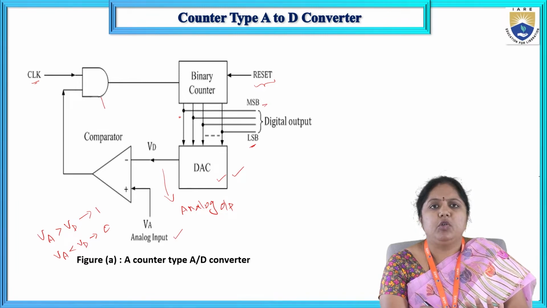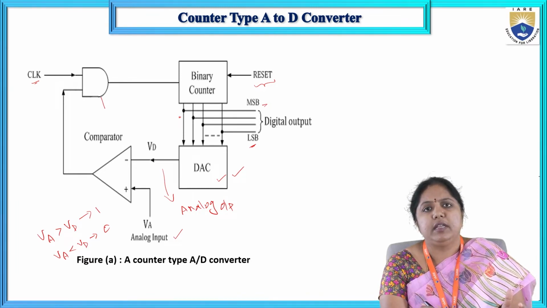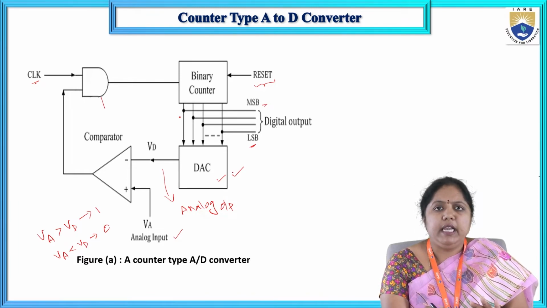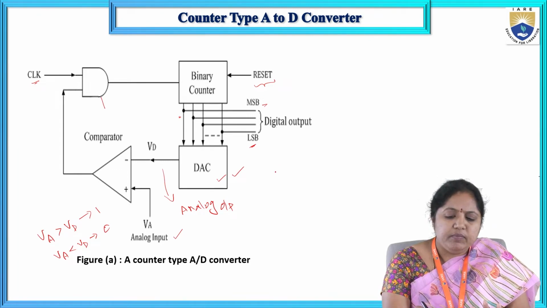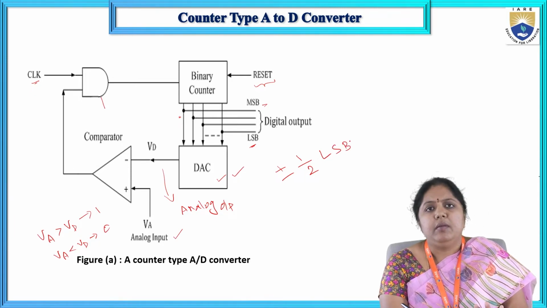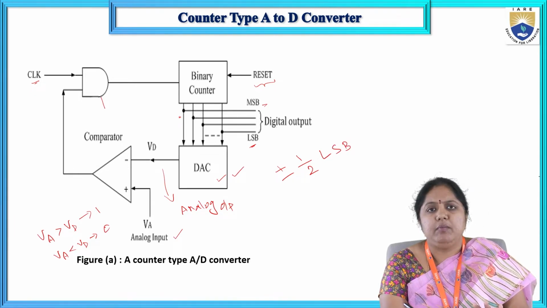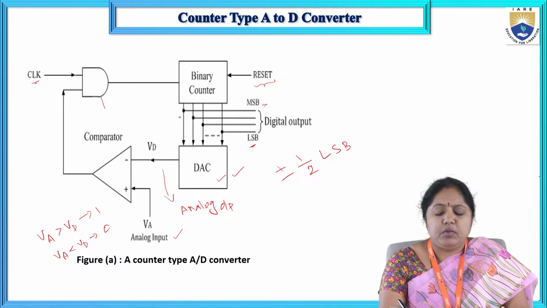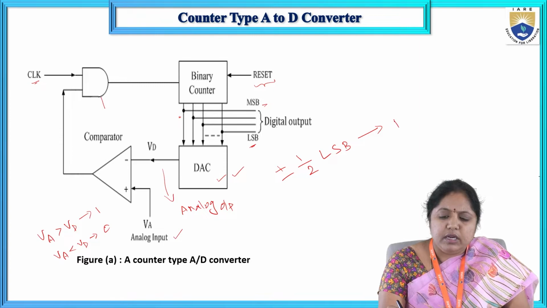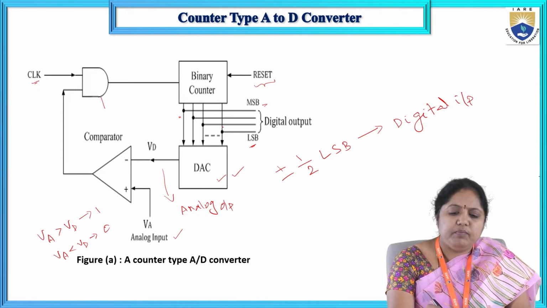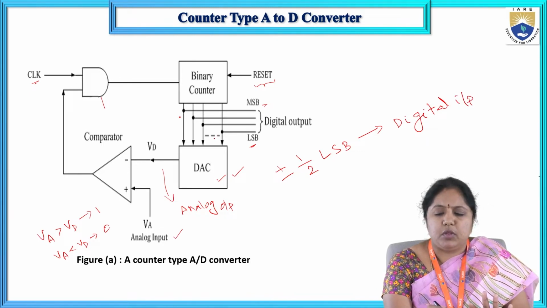How to set the DAC output value: I need to set the DAC output in between plus or minus half LSB. To get plus or minus half LSB, I need to give that much digital input word as the input for this DAC circuit.